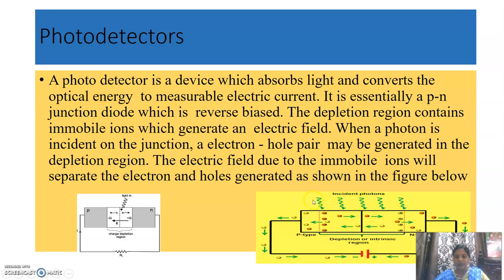When the photon is incident here, the principle is the internal photoelectric effect, so electron and hole pair generation will take place. This is the junction region, or depletion region. This is P type and this is N type. When a photon is incident, electron hole pairs are generated here. As we know, at this junction we have a difference in potential, so the potential difference will be there, and because of this, an electric field will be present at the junction.